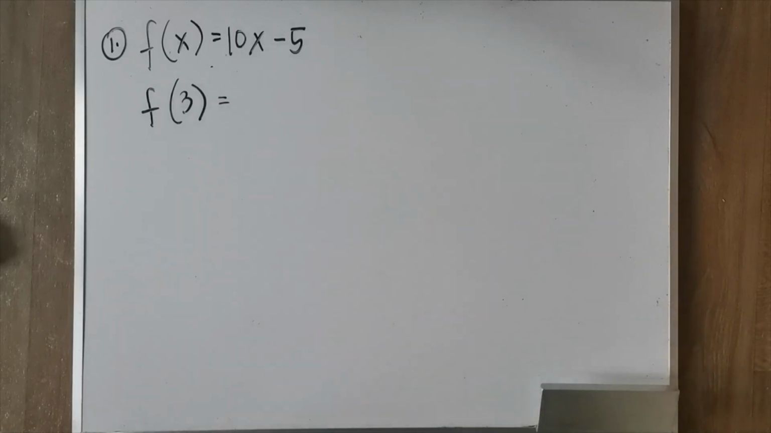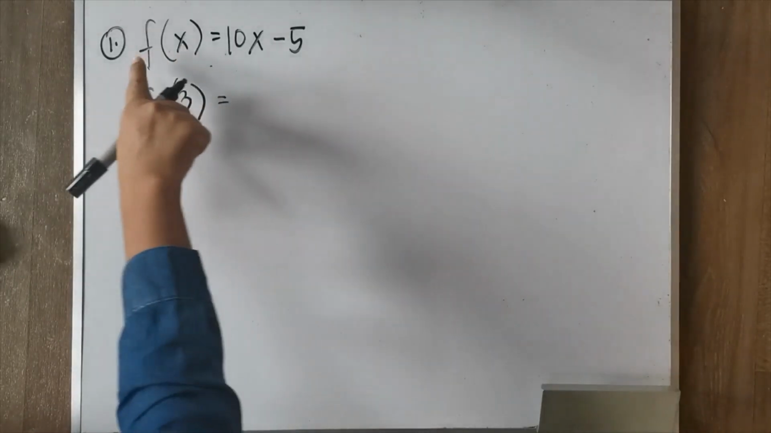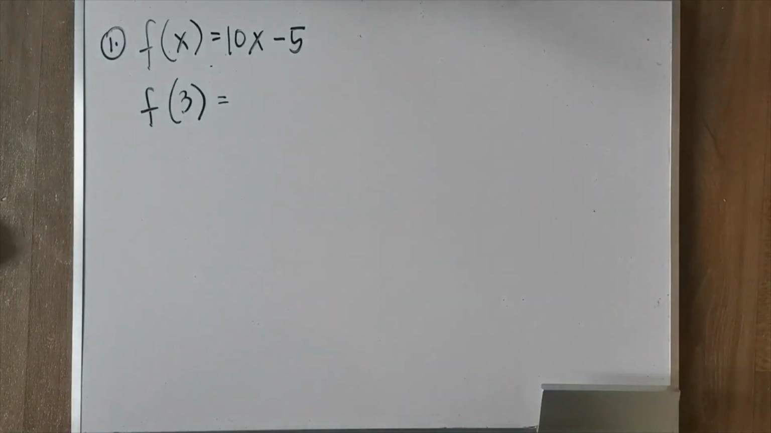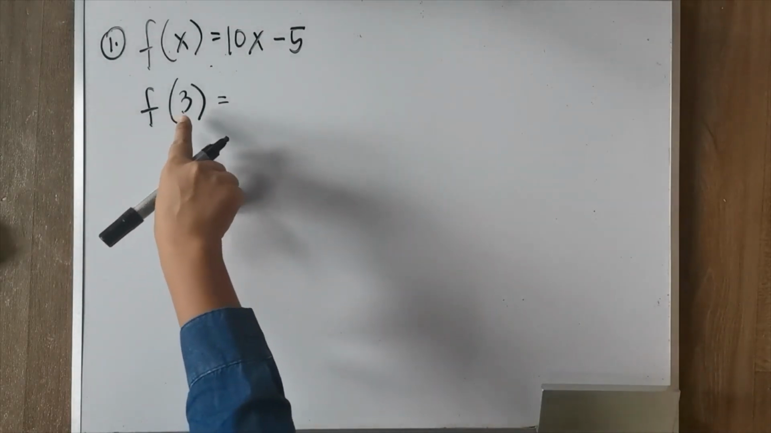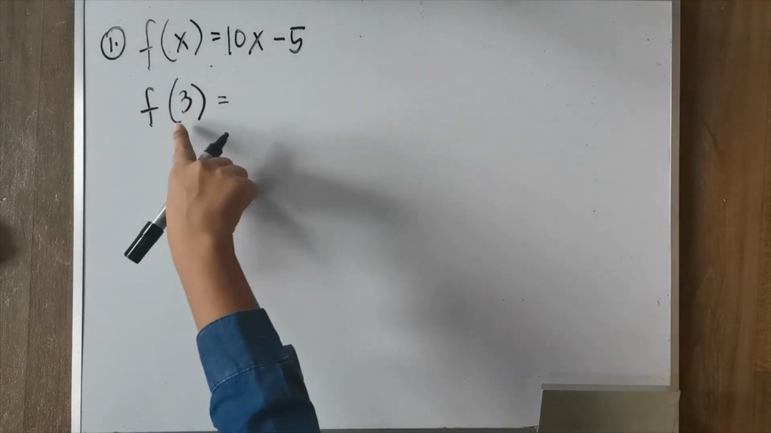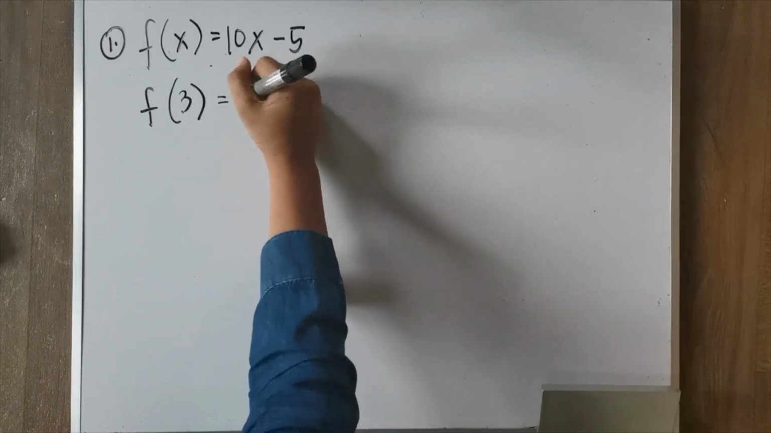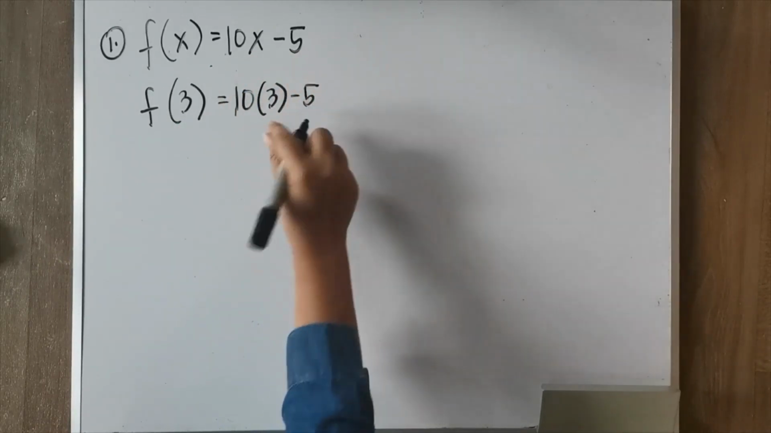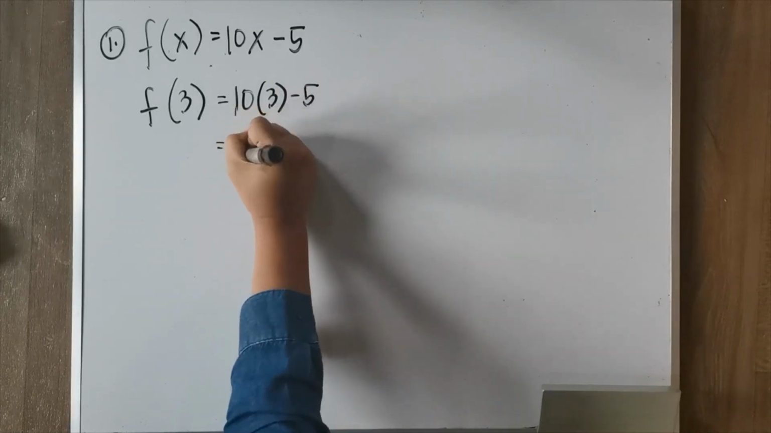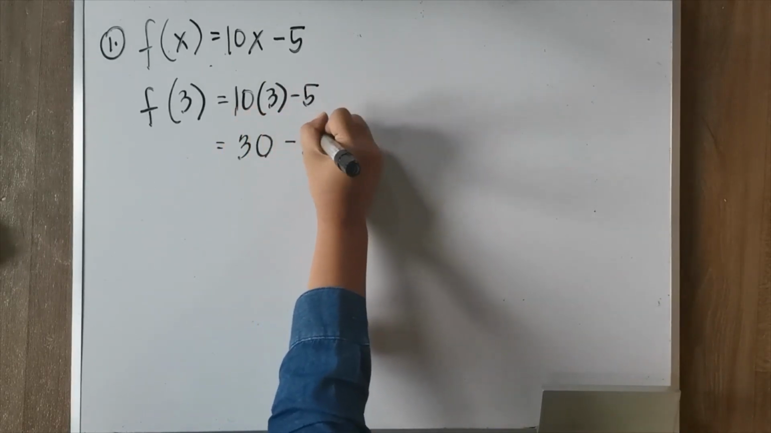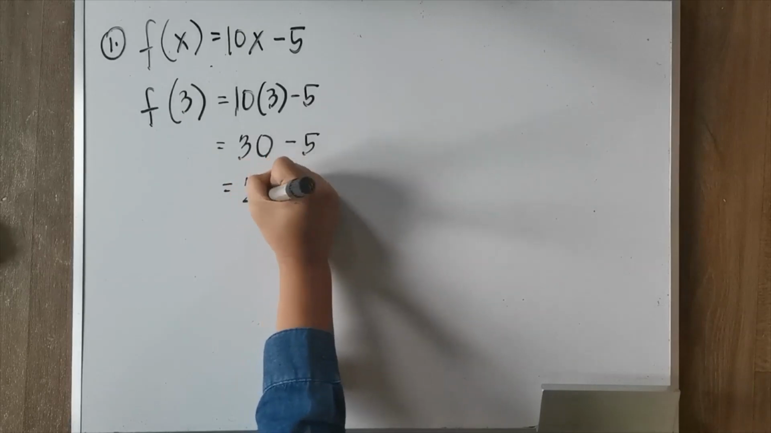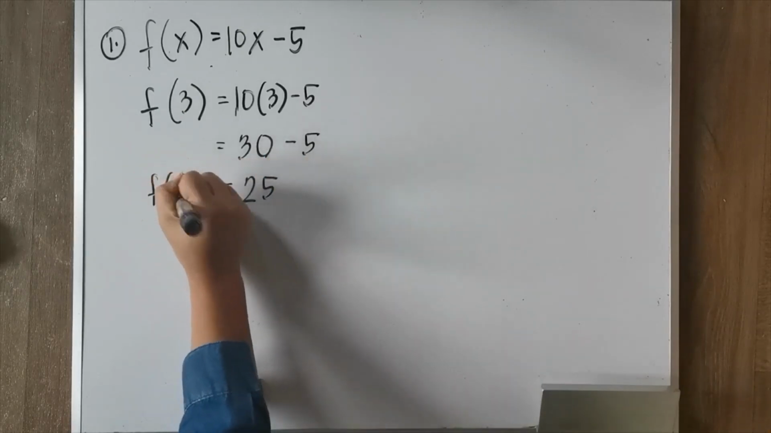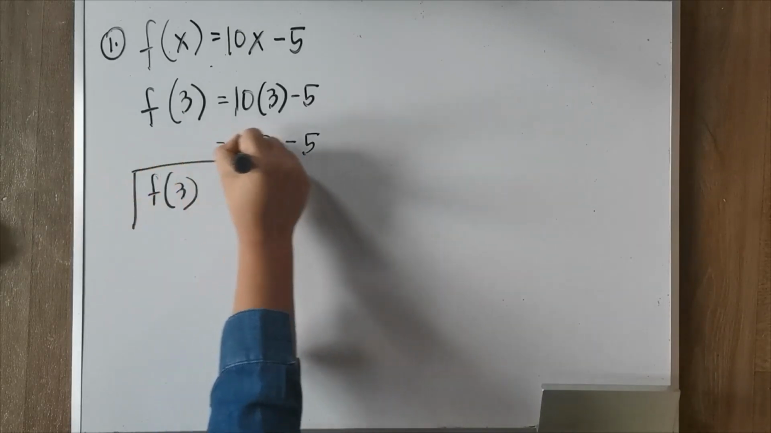Okay, let us now evaluate f of 3 given the function f of x equals 10x minus 5. So we'll just simply substitute here the x with this value, which is now 3. So 10 times 3 minus 5. 10 times 3 is 30. Then you subtract 5, you will get an answer of 25. So our final answer for f of 3 is 25.